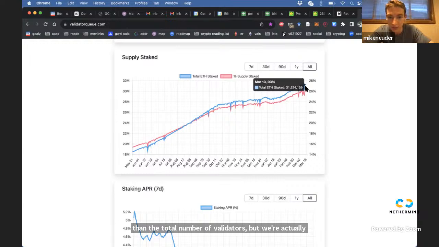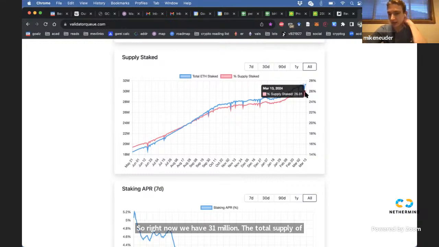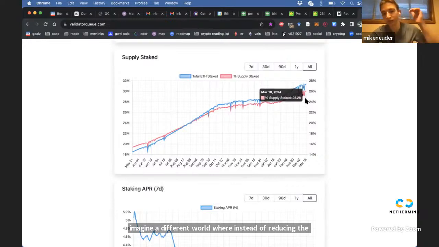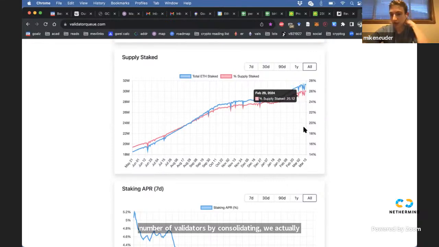So right now we have 31 million. The total supply of Ether is like 120 million. So that maps to like 26% of the total supply staked. As a result of this, you could imagine a different world where instead of reducing the number of validators by consolidating, we actually reduce the number of validators by taking the amount of supply and reducing the amount that's staked.